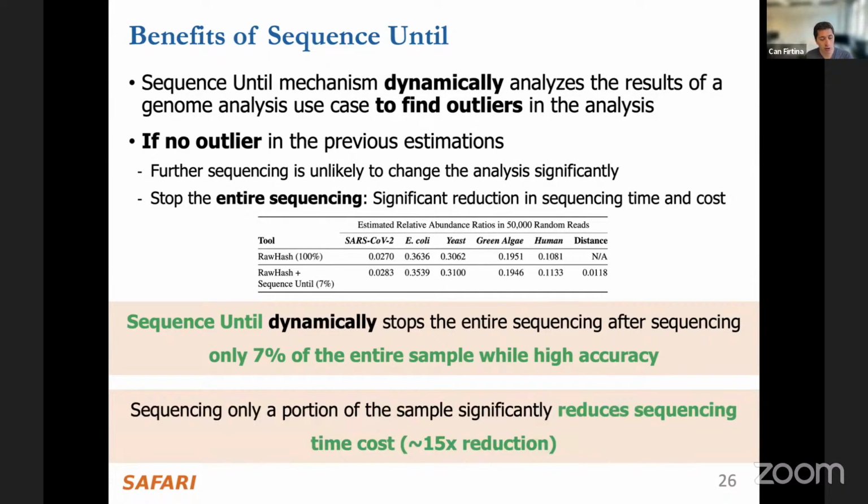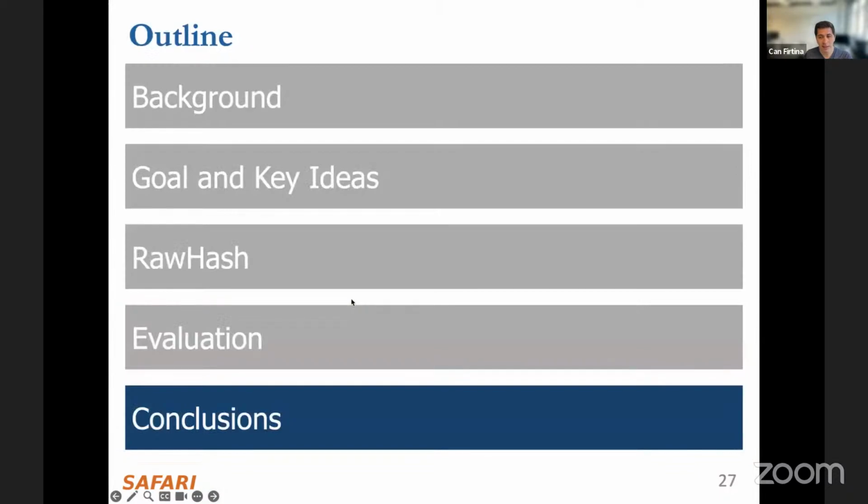Sequencing only a portion of the sample significantly reduces the sequencing time and cost. So here you can assume that if we had sequenced the 7%, then this would lead us to around 15x reduction in sequencing cost. So with that, I'll conclude.